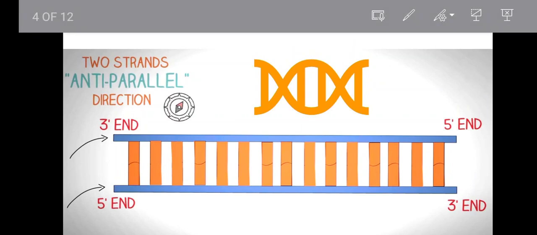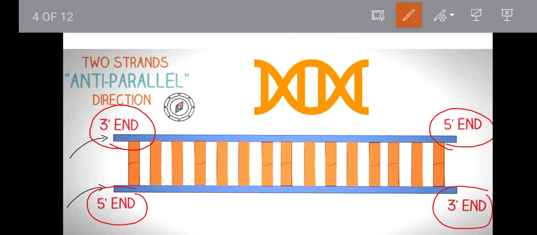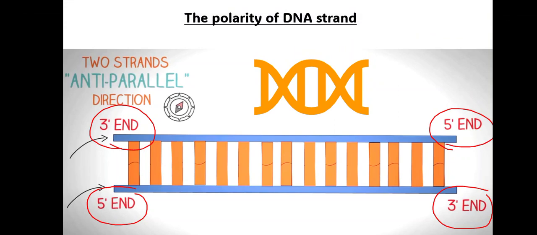We know that the DNA is a double-stranded structure which has two ends, the 3 prime end and the 5 prime end. Also on the opposite strand there are 5 prime and 3 prime. So this is what we call the polarity of the DNA strand. The two strands run in anti-parallel direction. So this is a double helix DNA structure. When we uncoil it, we'll get a structure like this, which has opposite polarities.